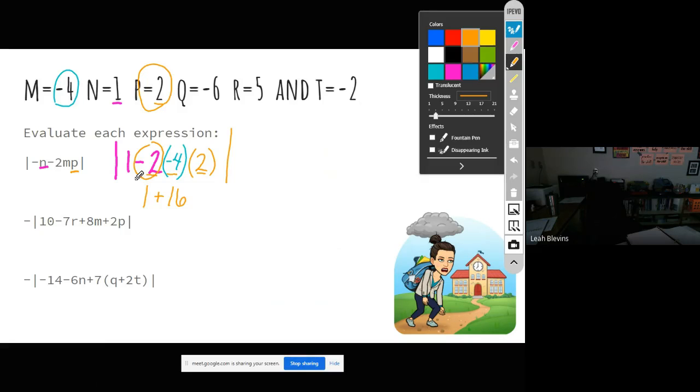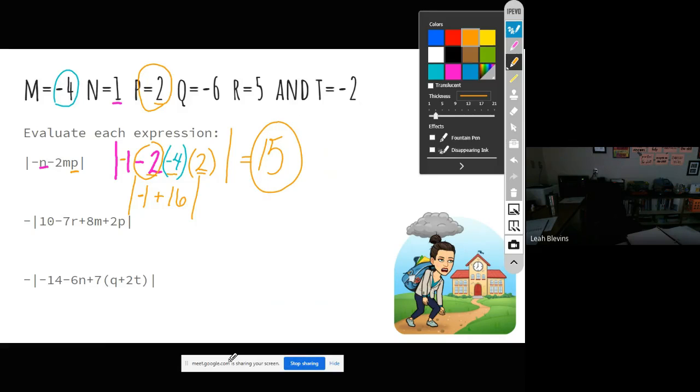So 1 plus 16, because it's a positive. Does that make sense of why I got rid of the negative? A negative times a negative makes it a positive. Positive times another positive makes it a positive 16. So 1 plus 16 is 17. Oh, look, I forgot something. What did I forget at the beginning of my problem? The negative. So that's going to change my outcome. -1 plus 16 is 15. So this is my answer.